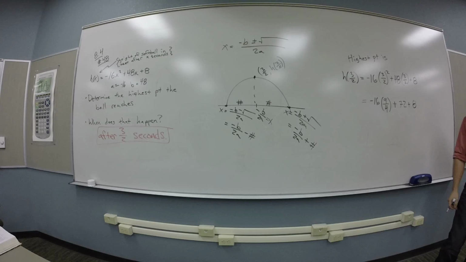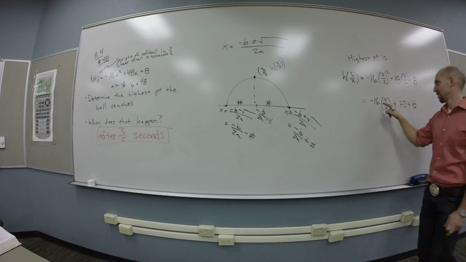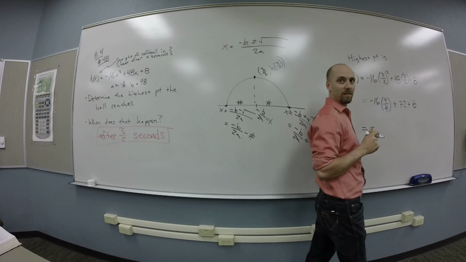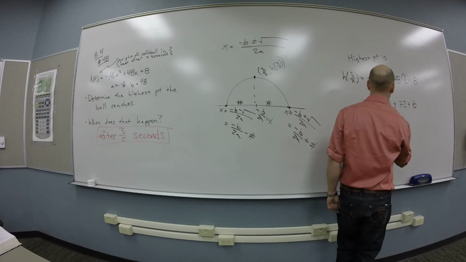Okay, plus 8. Next, you can cancel 4 out of the bottom and 4 out of the 16. So I get negative 4 times 9, which is negative 36.